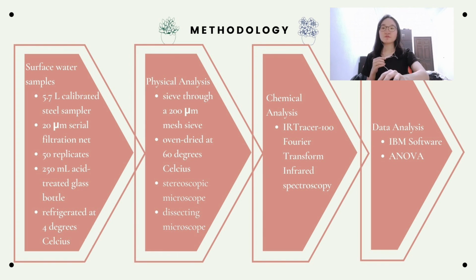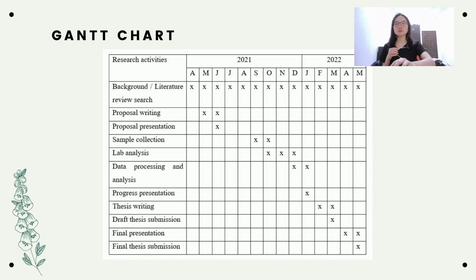The functional group of the polymer can be analyzed through the IR Tracer 100 Fourier transform infrared spectroscopy, and the data analysis is run by using IBM software. The variation of the inter and intra groups will be analyzed through ANOVA. Here is the work schedule of the study. The study will be carried out from April 2021 until May 2022.